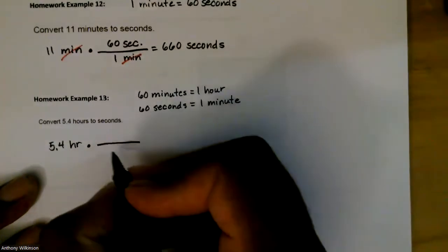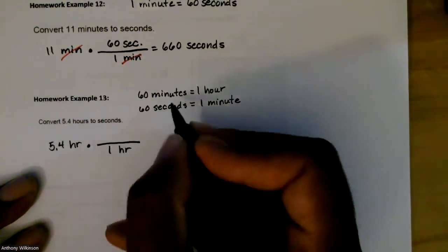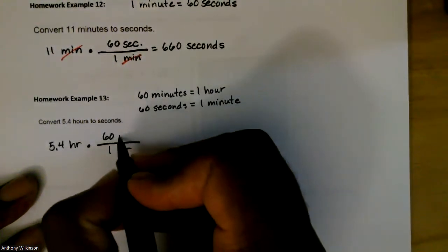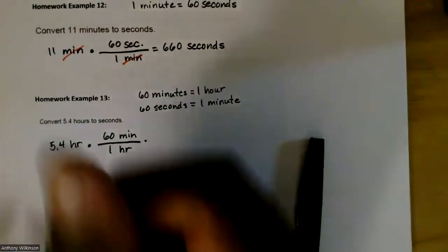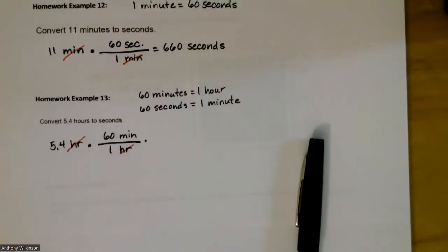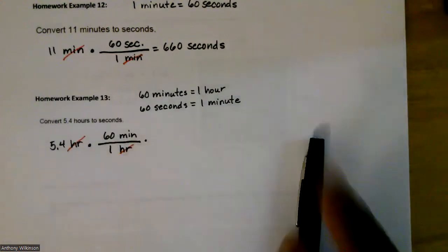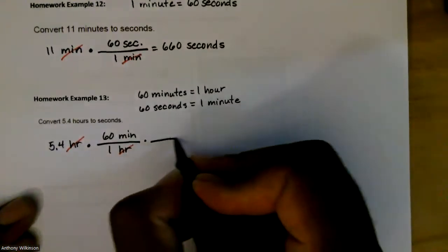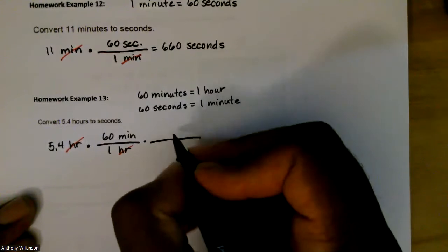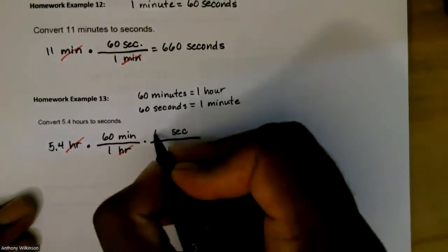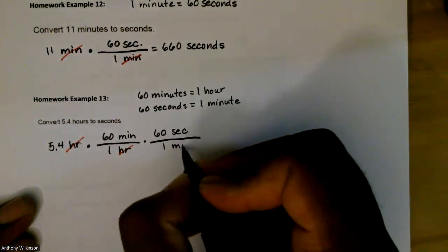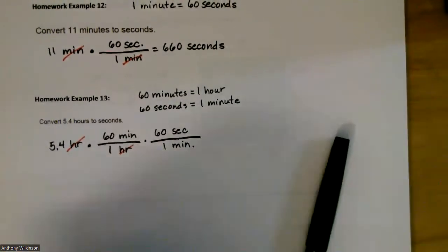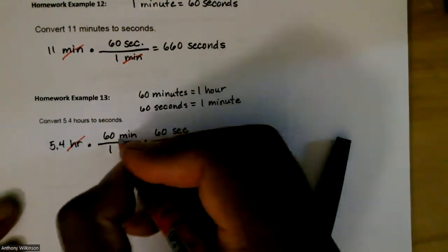We're converting from hours, so the 1 hour has to go in the denominator, to minutes. 60 minutes goes in the numerator. That way, your hours will divide out. Now, our answer will be in minutes, but we need to go from minutes to seconds. Well, 60 seconds would make up 1 minute, so let's do this. We're converting to seconds, so the 60 seconds has to go in the numerator. We're converting from minutes, so the 1 minute goes in the denominator. So here your minutes divide out.